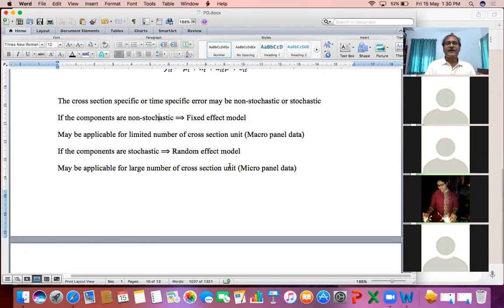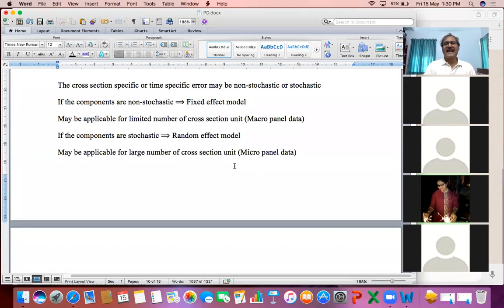But in the case of micro panel data, you have a lot of cross-section units, thousands and lakhs of cross-section units, and the cross-section units will be selected through a random process. As the cross-section units are selected through a random process, the variation across the cross-section units may be random. So you will get a random effect model mostly if you have micro panel data. If you have macro panel data, it is highly likely that your model should be fixed effect. If you have micro panel data, it is highly likely that your model will be a random effect model. So this is a rule of thumb.